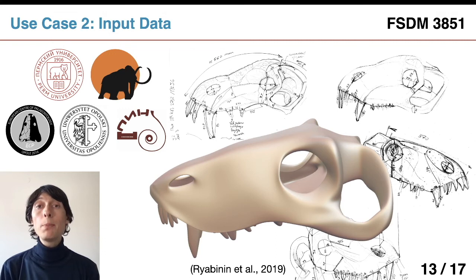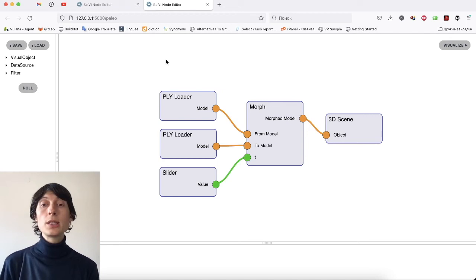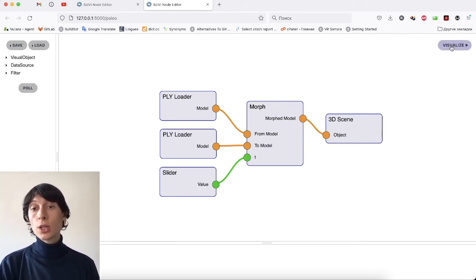Input data here are high-precision 3D models of skulls of young and adult Titanophoneus species. These models were created in a joint research work of the Perm State University, the Museum of Permian Antiquities, the European Center of Paleontology, the University of Opole in Poland, and the Russian Paleontological Institute. The following data flow diagram is used to process the data. Again, we have a slider here and two models which are morphed according to the slider's value. Let's see it live. Here is the pipeline loaded in SciVi, and let's start the visualization.